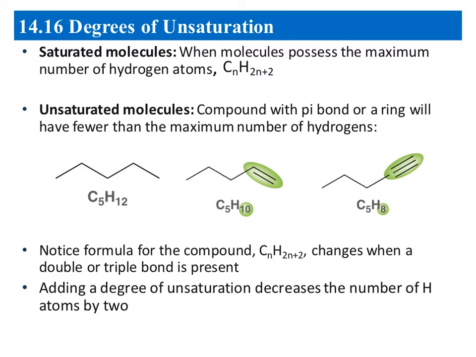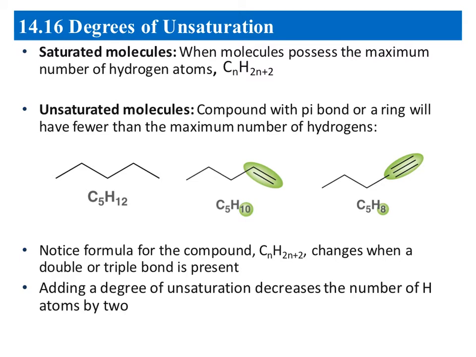So if the molecule has all the possible hydrogen atoms, it's a saturated molecule. As soon as we add a ring, a double bond, or triple bond, we call that molecule unsaturated. So if you look at the first structure, C5H12, it is following this formula and it's a saturated molecule. The moment that we add a double bond to that system, we are removing 2 hydrogens from the system. And if we add another bond to make a triple bond, we are removing 2 more hydrogens.